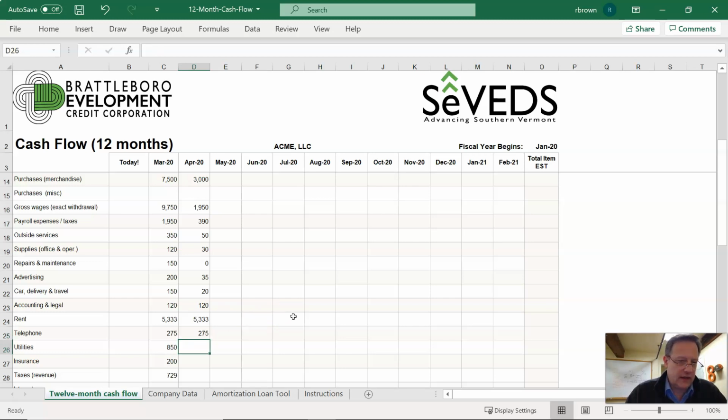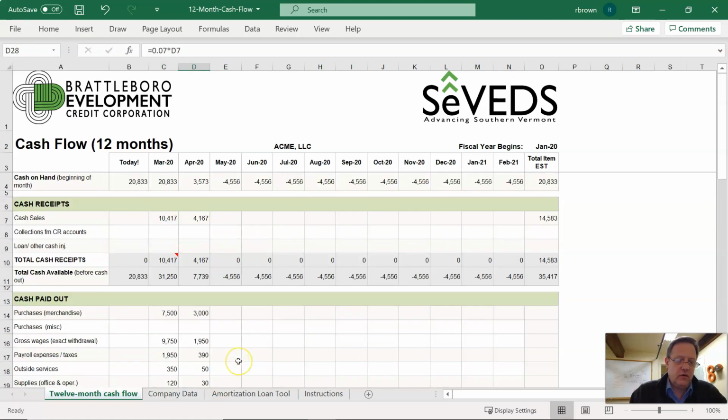Telephone stays the same. Utilities, because you're not producing as much, and maybe you've reduced some hours, those bills have come down a little bit. Insurance, unfortunately, stays the same, and tax revenue is a percent of gross. All right, so looking at May, it looks tough, right? We're in the red for $4,556.